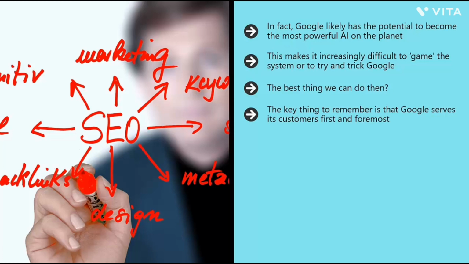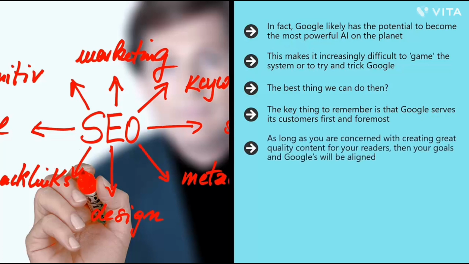Google wants people to keep using its search, and as such, it needs to make sure it consistently brings up only the most relevant and interesting information. As long as you are concerned with creating great quality content for your readers, then your goals and Google's will be aligned. Thus, each time it gets a little bit smarter, that will work to your favor instead of being something you need to worry about.